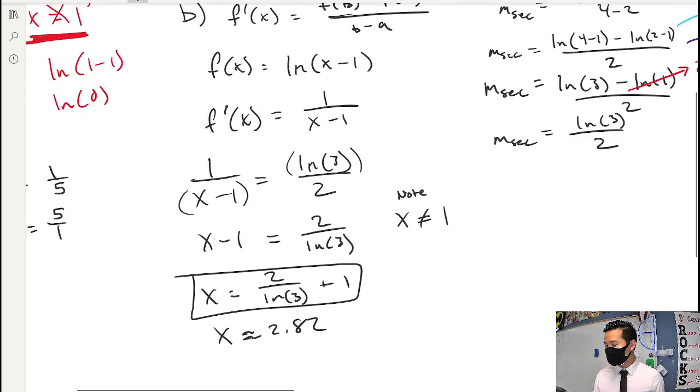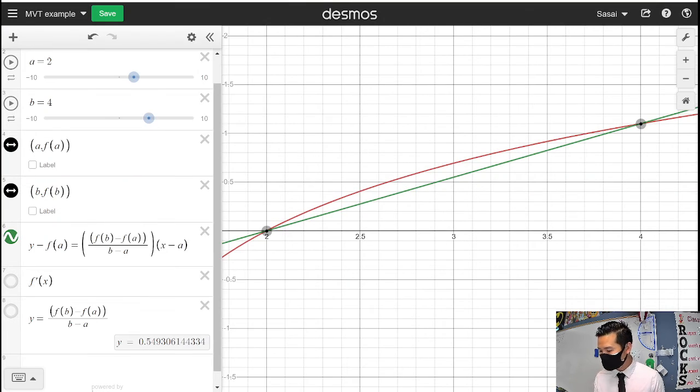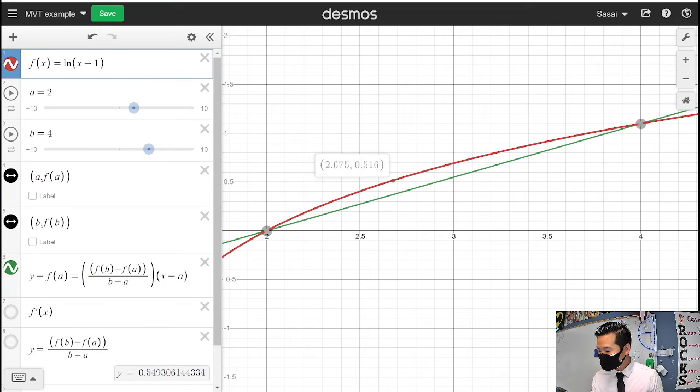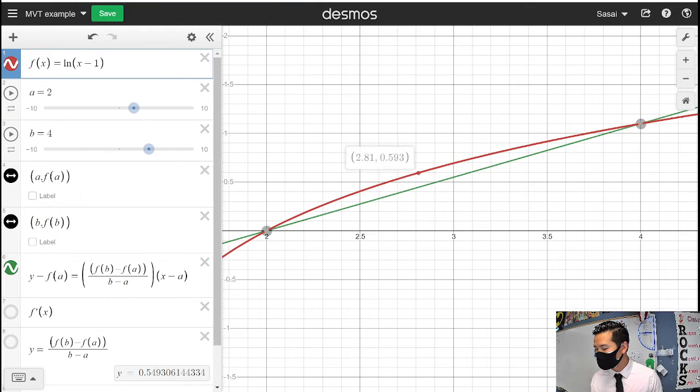So you develop those little shortcuts here and there. Anyways, my answer is about 2.82. Let's go look at the graph real quick. Where's 2.82 at? It's 2.8204. Right about there. Does it look like the tangent line is parallel at about that point?